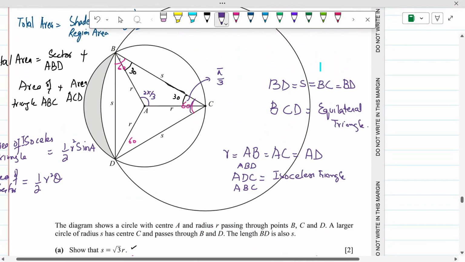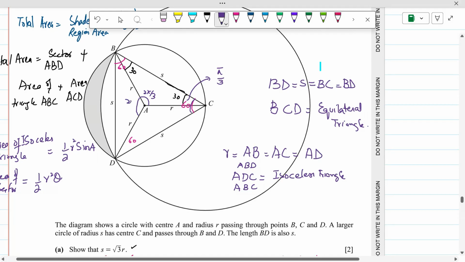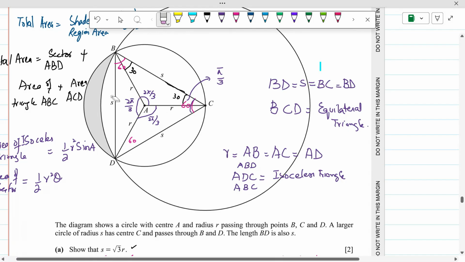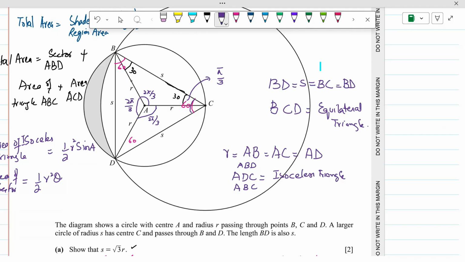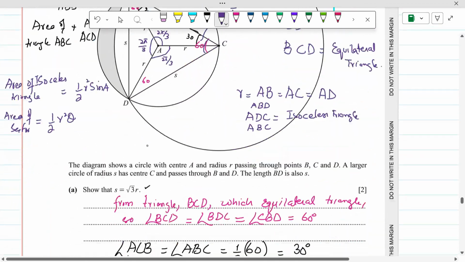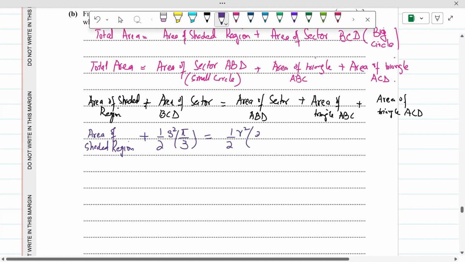Now for the area of the sector ABD, this angle is 2 pi by 3, and this angle is also 2 pi by 3, and the radius is r. So area of the sector ABD, which is the sector of a small circle, is equal to 1 over 2 r square, and angle is 2 pi by 3, plus area of the triangle ABC and area of the triangle ACD.